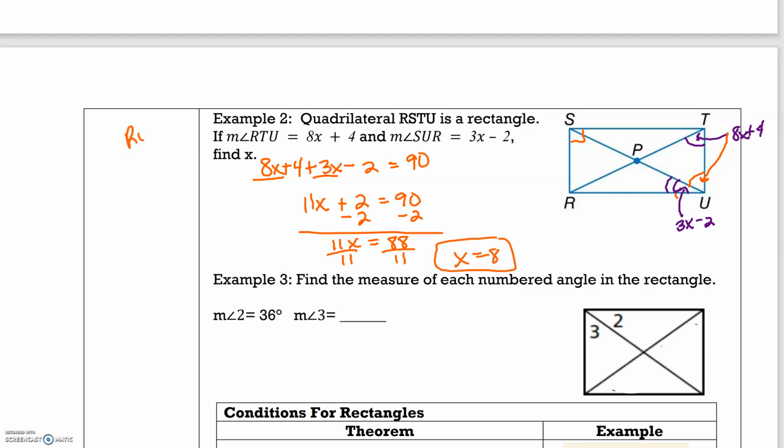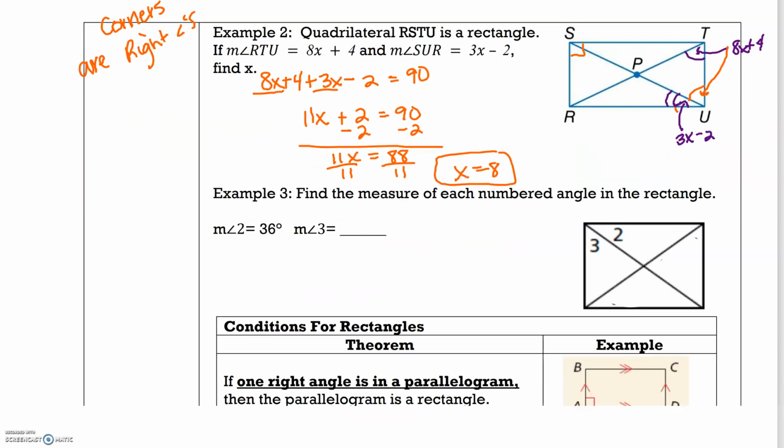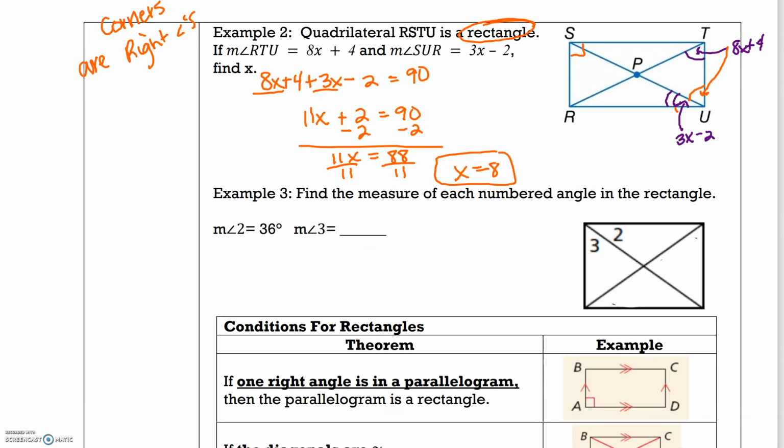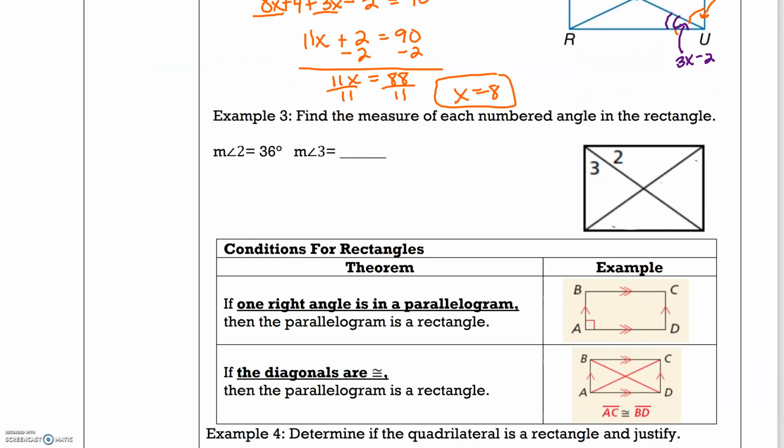So again, the right corners are right angles on a rectangle, and it tells us it's a rectangle right there, so we know it has all those properties. Okay, so again, here's a corner. We know it's a rectangle, so it's going to form that 90-degree angle. And I know the measure of angle 2 here is 36 degrees. So if this one's 36, what is this one? Well, 90 minus 36, and so it's going to be 54.